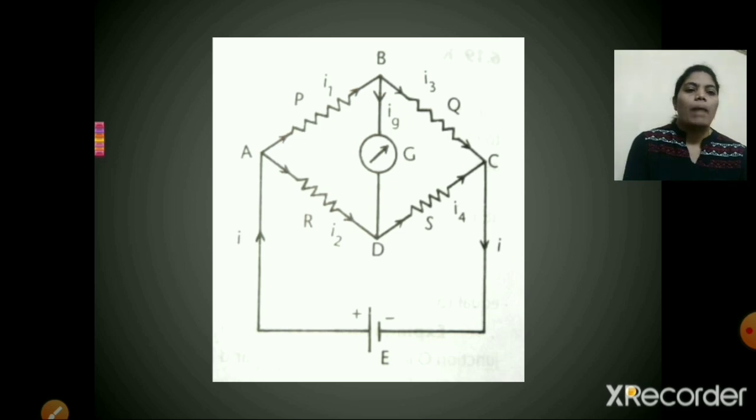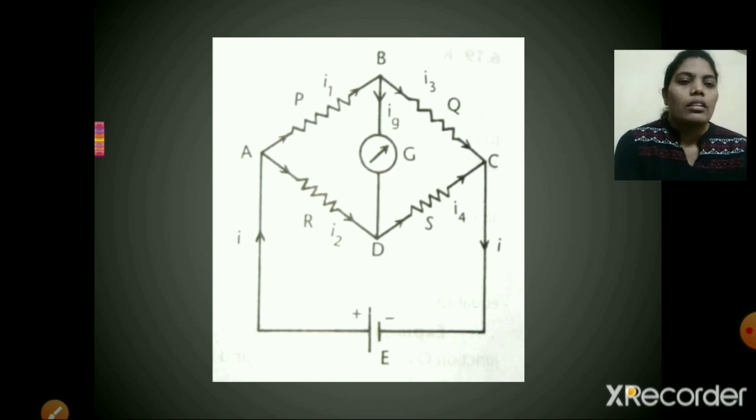Now when we switch on the battery, the current is flowing from the battery towards junction A. Up to junction A, there is only one path for I. When it reaches junction A, there are two paths for I to move. So this I is divided into two currents, I1 and I2. This I1 is passing through the resistor P and I2 is passing through the resistor R.